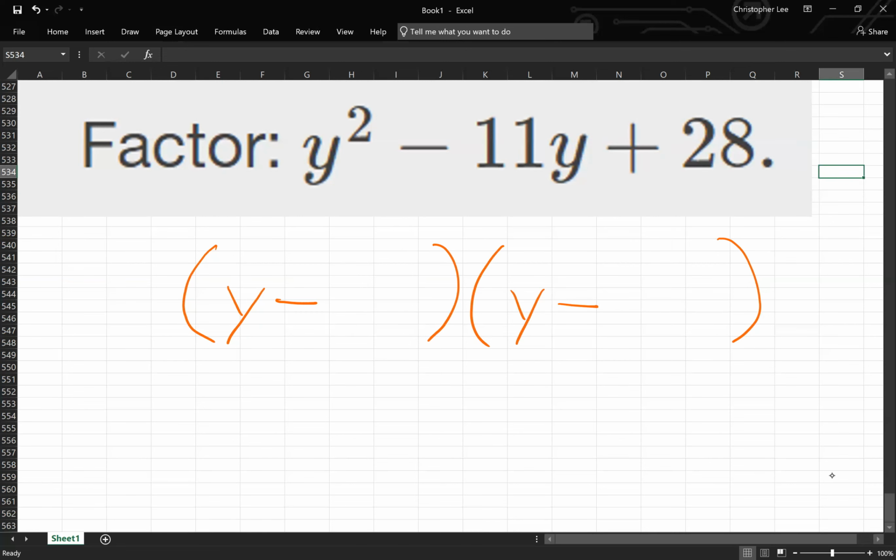Could be. I don't know. 7, 10, 11, yep. I said 7 before. That's good. And that's it. That's the answer right there: y minus 7 times y minus 4.